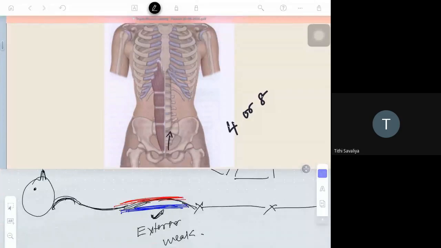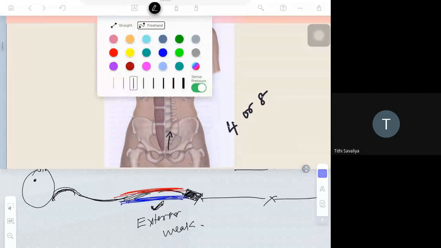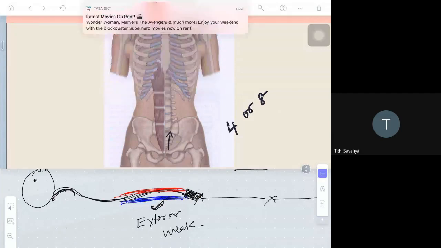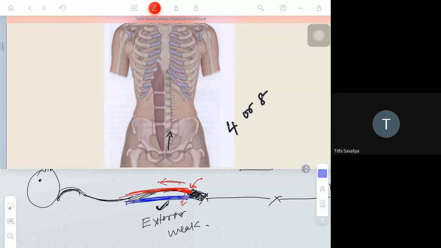So here is the pelvis, and the muscle is attached here. What will happen if the muscle is contracting in this direction? It will tilt the pelvis posteriorly like this, when the muscle is contracting in this direction.